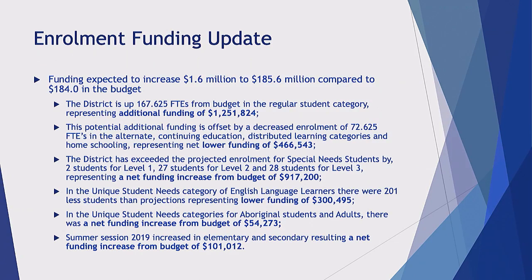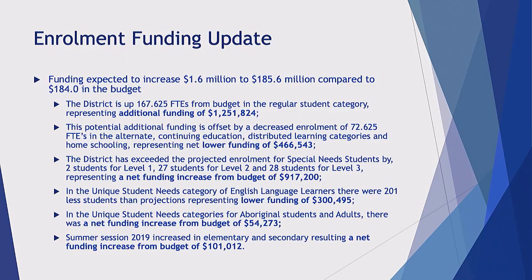Our identified students for special education, you can see that those have increased at all three levels, which is unusual for us. Even our level one numbers did increase this year by two students. And when you consider that projection was 16 and 18, that's a sizable increase. That number has been around the 16 number for many years. The level two have increased 27 students, and level three have increased 28 students, for just over $917,000 in increased funding for special ed.